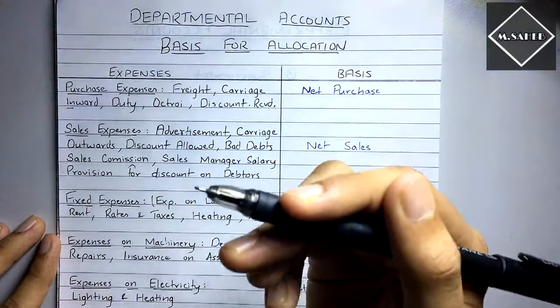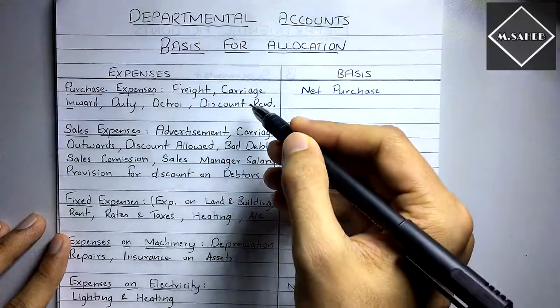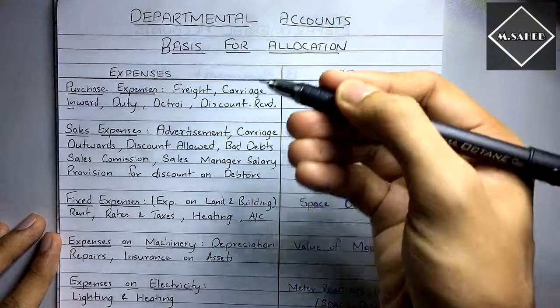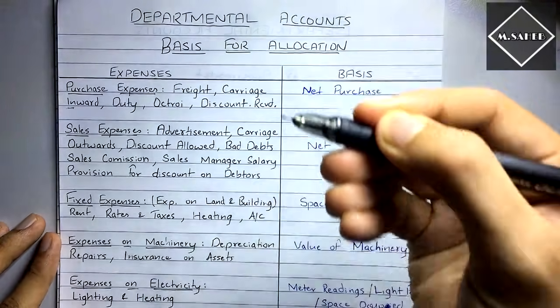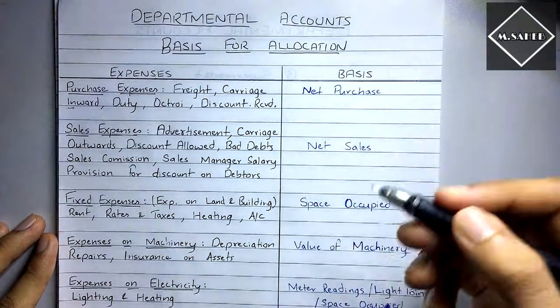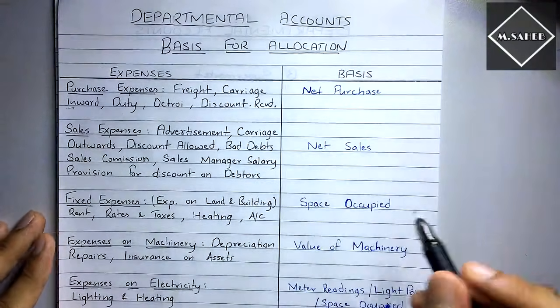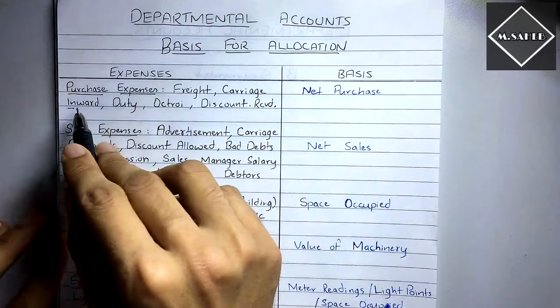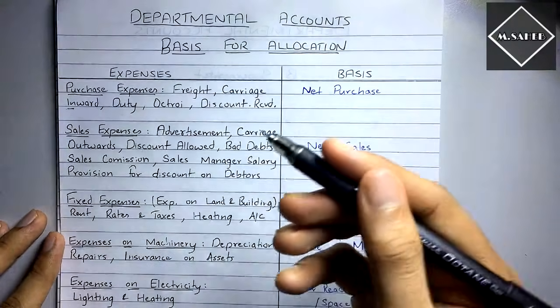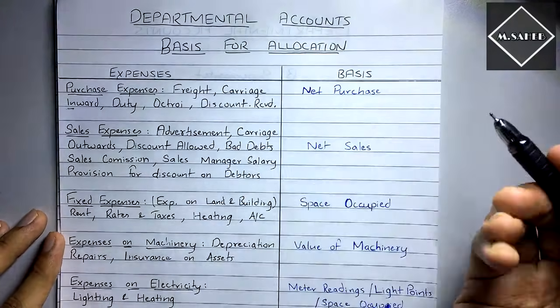Now what is meant by carriage inward? Carriage inward means the shipping charges paid to bring that good to your place of business, to your factory, to your showroom, to your business. Okay, that is what is meant by carriage inward, coming in. So it is directly connected with purchases.